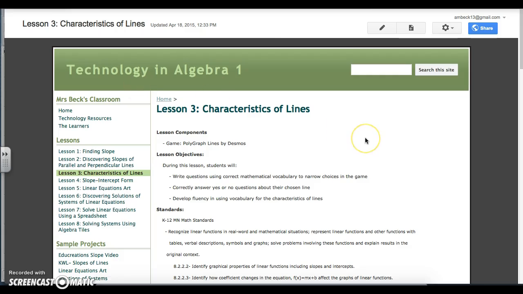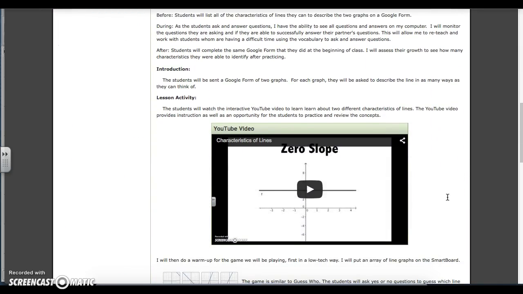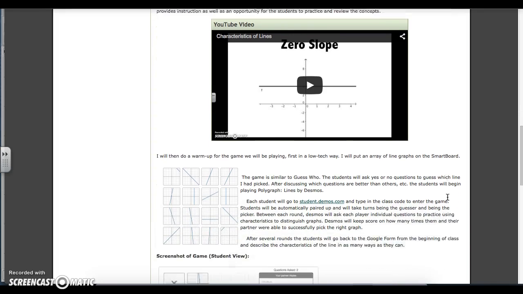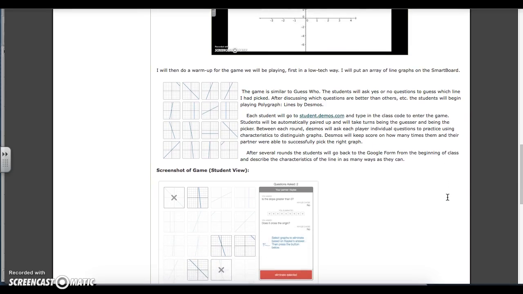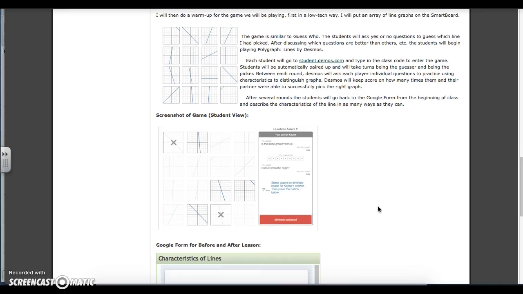The third lesson is introduced by a YouTube video that I created using annotations, which teaches the students about the different characteristics of lines. But the majority of this lesson uses a game called Polygraph Lines on Desmos. This is a game very similar to Guess Who. The students are paired up electronically on their iPads, and they need to ask each other yes and no questions until they can discover the line that their partner has chosen.